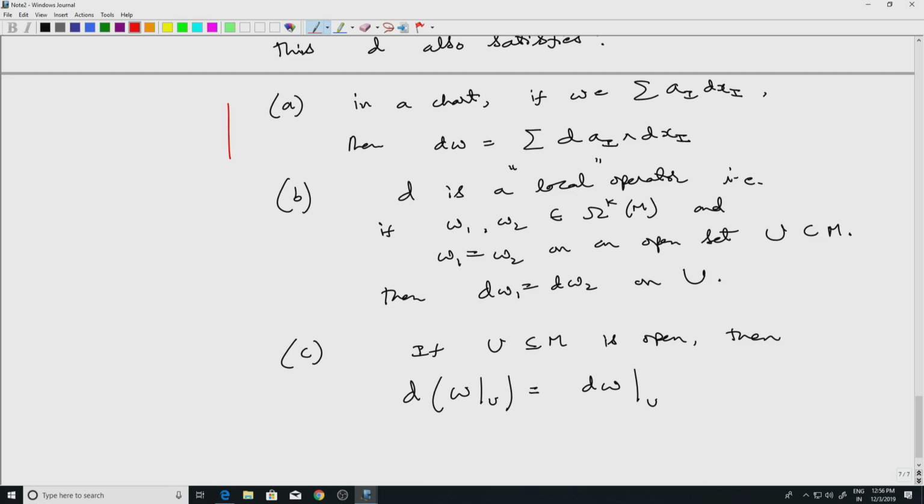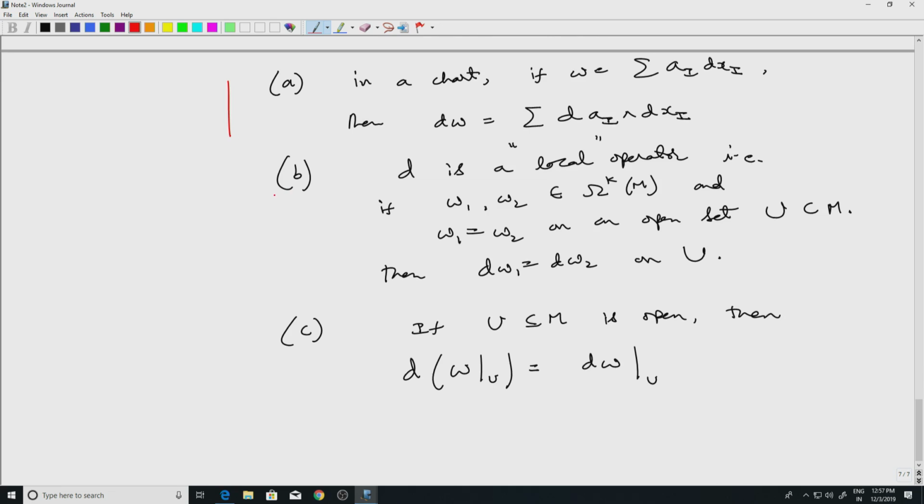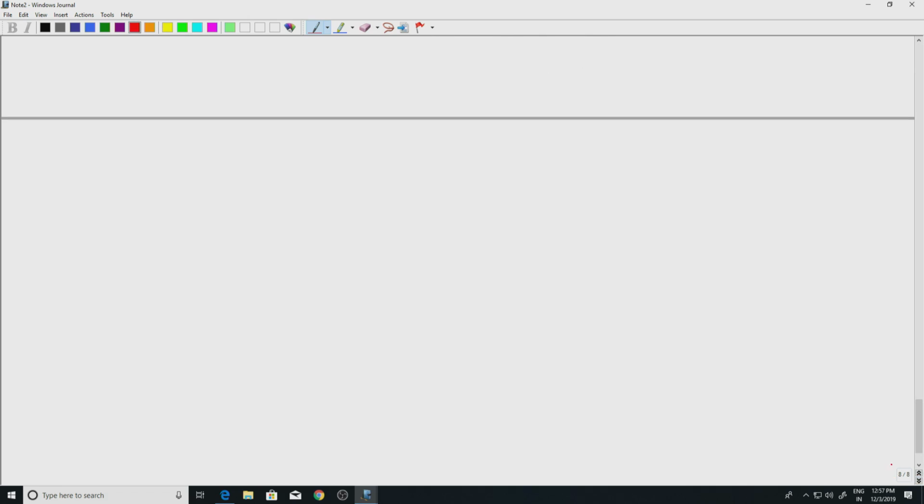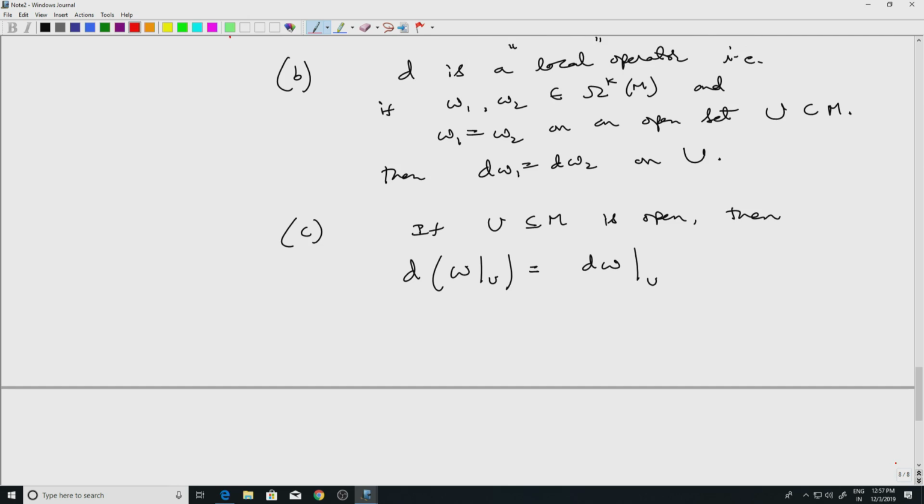So it's a property. Then the other thing is this third property, (c). What we are saying is that if you want to see what d omega is on an open set, then we don't have to worry about omega on the rest of the manifold. You can just restrict omega to U and then take d of that. That will give you d omega, which is of course something we expect from our knowledge of derivatives as well. If we want to take the derivative of a function at a point, all that matters is the behavior of the function in any neighborhood of that point. What the function does elsewhere in the manifold, or even simpler, in Euclidean space, hardly matters.